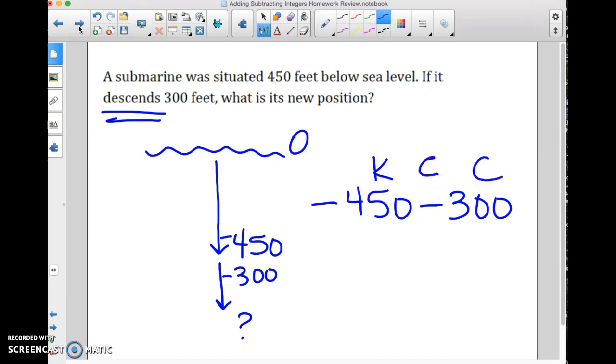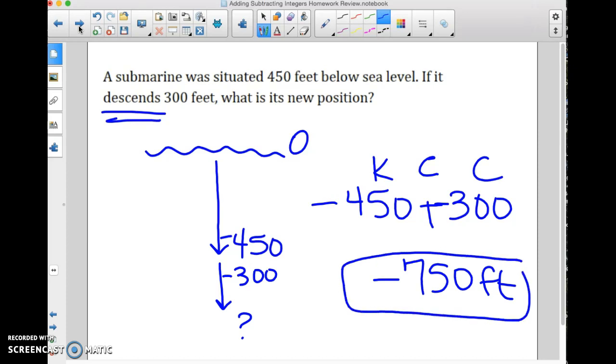Now I want you to pause, try to figure the question out on your own, and then see if you got the answer correct. So you keep, change, change, and that's same signs, keep and add. And you should get negative 750 feet. That's how far it is below sea level. If you did not get that, if you added them instead of subtracted them, like you did a positive, then you need to go back and fix that.